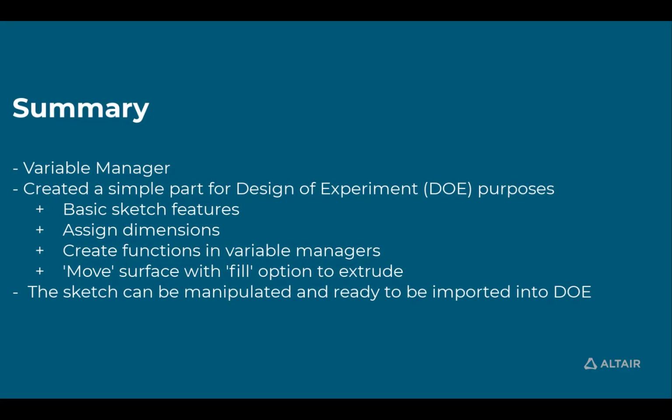In this tutorial, we have created a simple part for design of experiment purposes. We are introduced to the variable manager and how to use basic sketch features, such as assigning dimensions and creating functions in the variable manager. We can extrude the sketch by move features with a few options. This sketch can be manipulated freely by changing any parameters in the variable manager, and finally be ready to be imported into DOE.